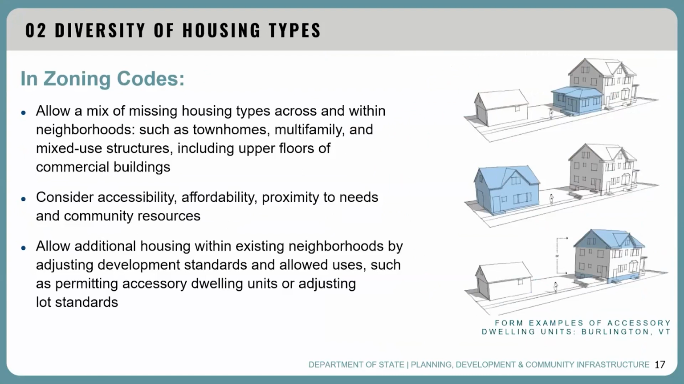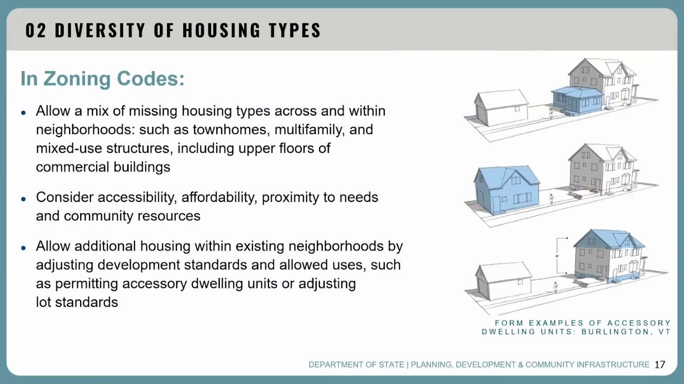Zoning codes can have a profound effect on the types and availability of housing within a community. Communities that incorporate the second smart growth principle typically allow a mix of missing middle housing types across and within neighborhoods, such as townhomes, multifamily, and mixed-use structures. Nuance is important here. We are not looking for communities to radically alter the built environment of their neighborhoods, nor are we looking for communities to nominally allow a wide range of housing types, but regulate them to the point where development is financially or practically infeasible.